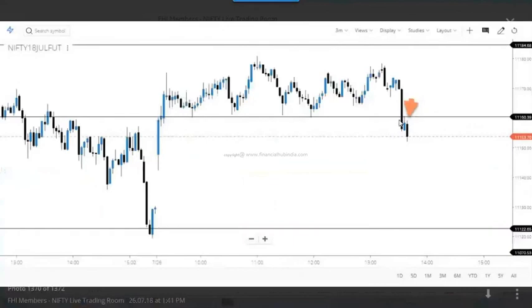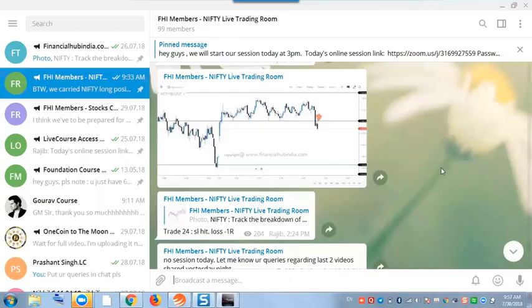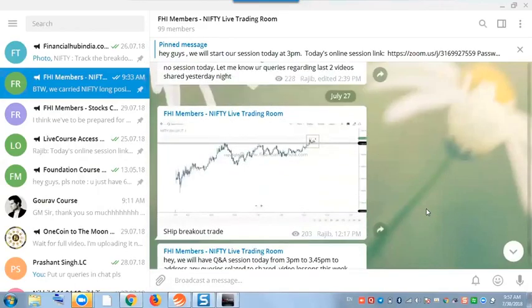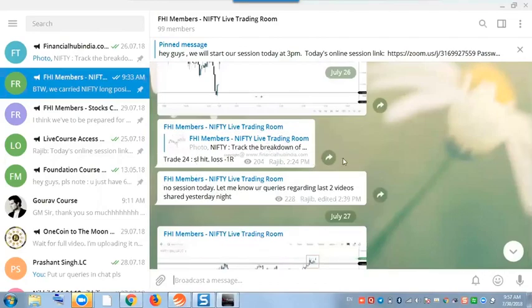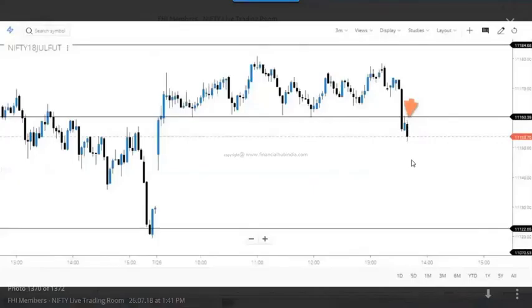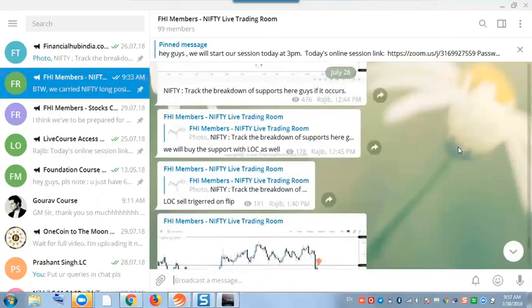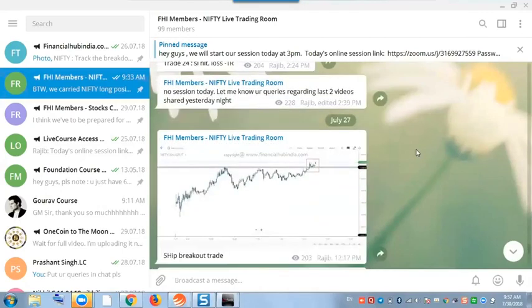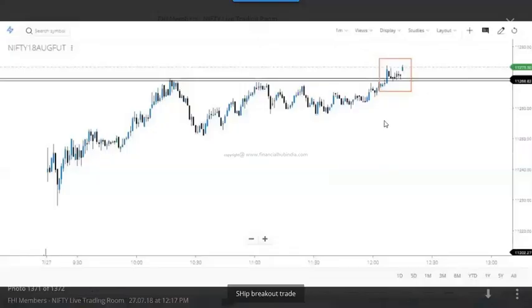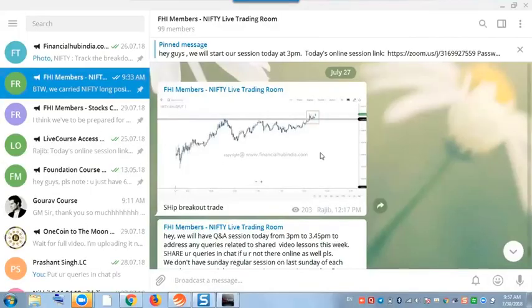So we initiated an LOC sell entry here. A breakdown, and then on the pullback we sold it with an LOC direct sell, and we were targeting this level of support, which eventually failed. That trade eventually failed. There was some momentum towards the downside up to this level, I guess, and then it bounced back up. So that was an LOC sell entry, the last trade, and then this is the trade which is going on right now. And I already spoke about this trade in the last session as well.